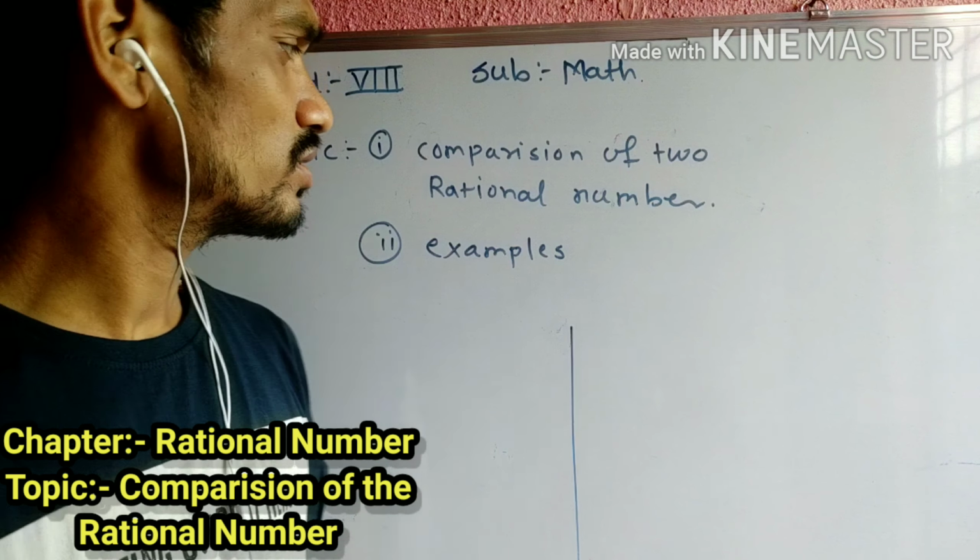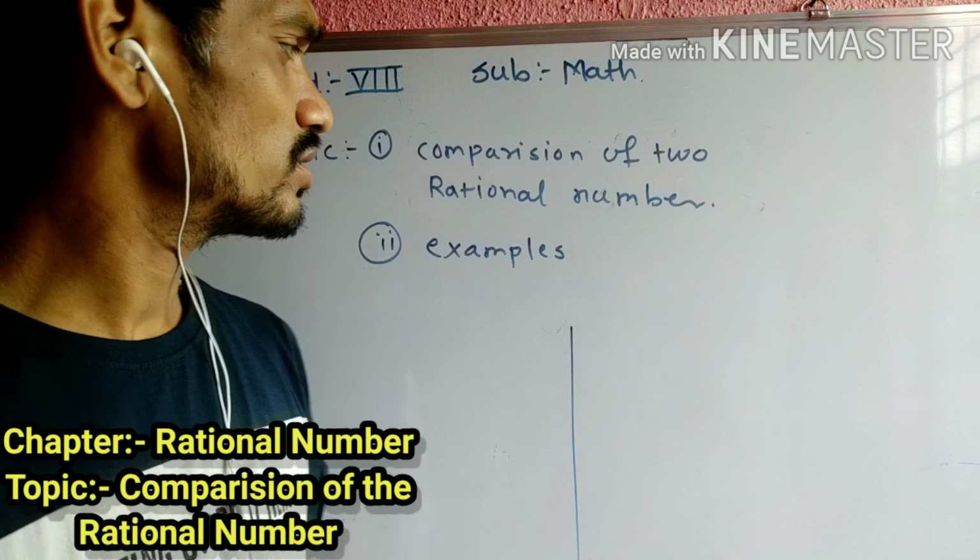Which one is bigger? How to conclude which number is bigger? 3 by 2 and 5 by 2, students, which one is bigger? We have 3 and 5, which one is bigger? The answer is 5. In 3 by 2 the denominator is 2, and in 5 by 2 the denominator is 2, both having the same denominator.